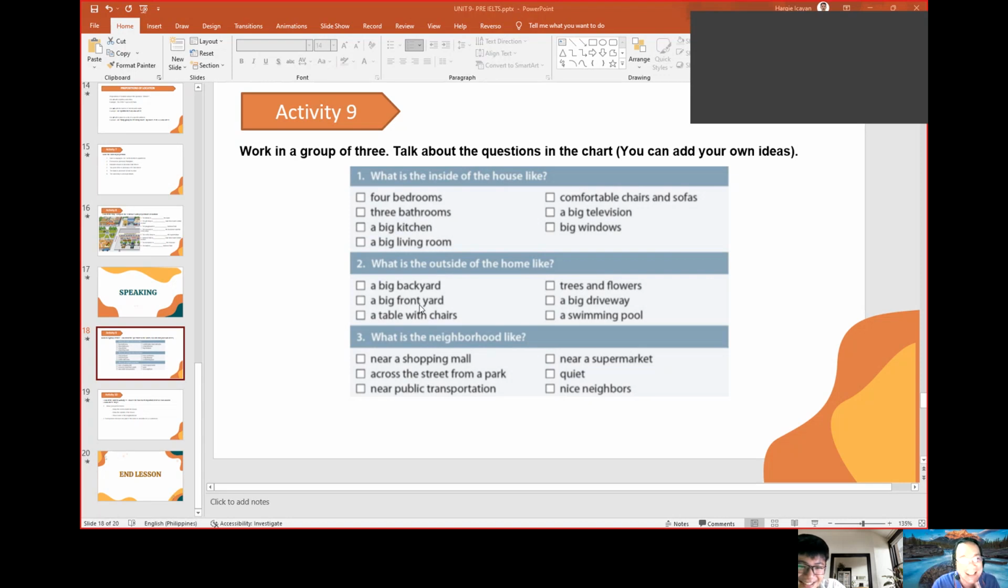And then what's the next one? The next question is, what is the outside of the home like? A while ago, we were talking about the inside of your house. What about the outside now? What does it look like?